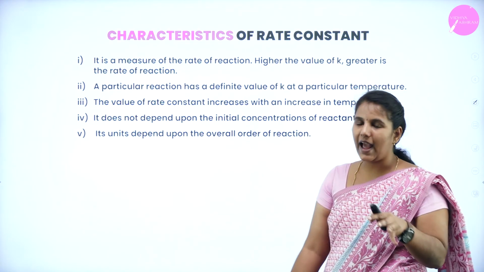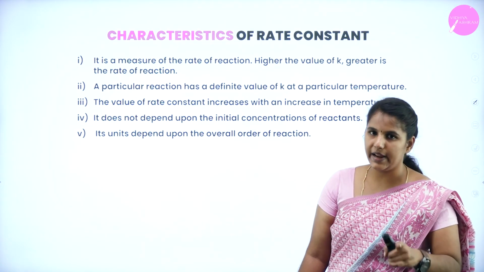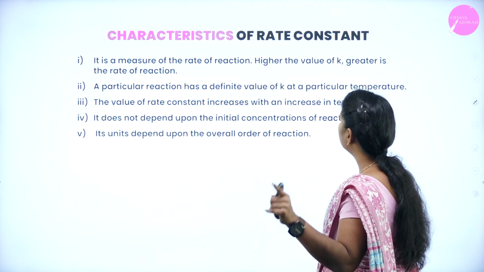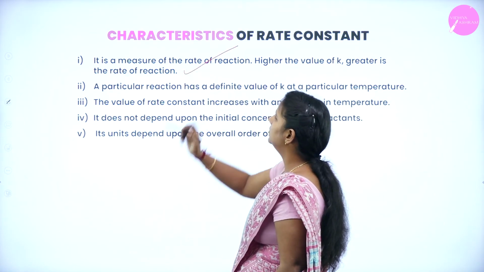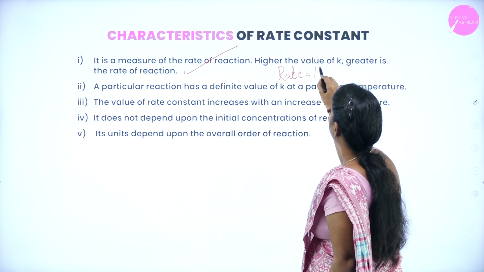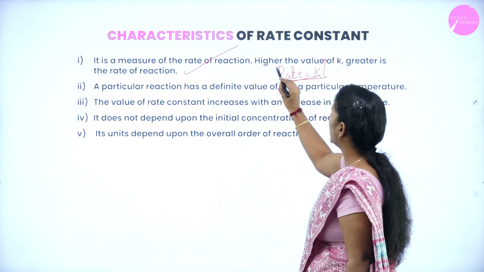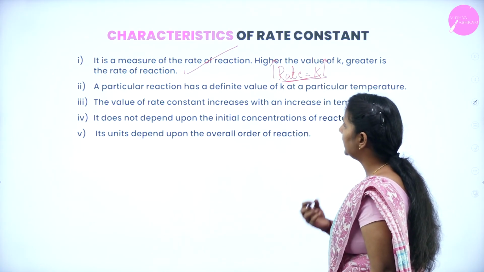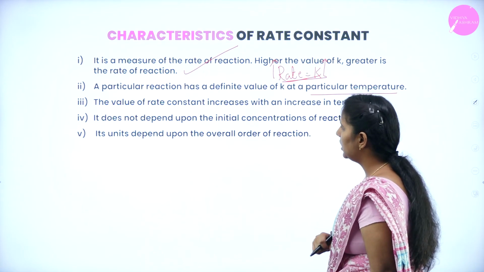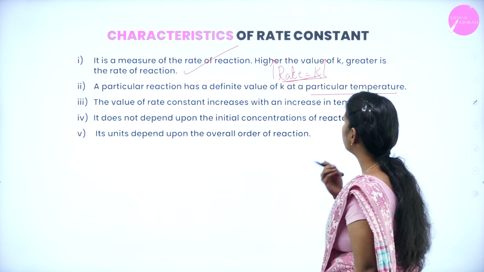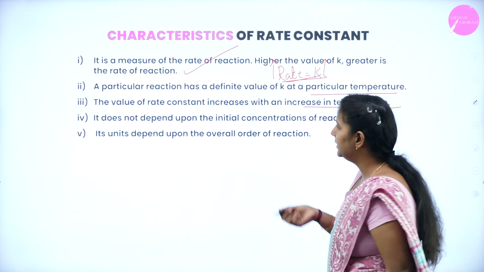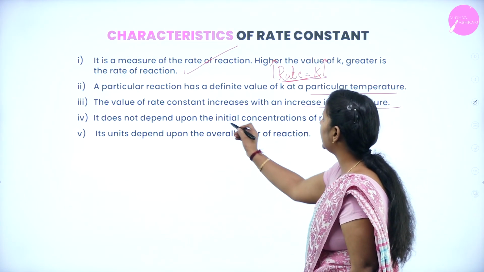Next, we will understand the characteristics of K, that is the rate constant. It is a measure of the rate of the reaction. The higher the value of K, the greater will be the rate of the reaction. If the value of K is increased, obviously the rate of the reaction also increases. For a particular reaction, K has a definite value at a particular temperature, and the value of the rate constant increases with increasing temperature.